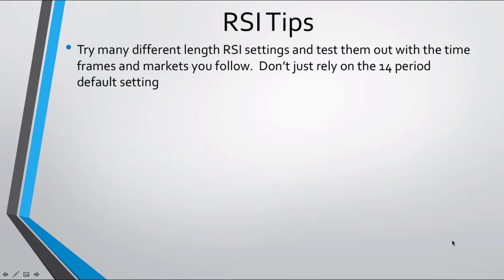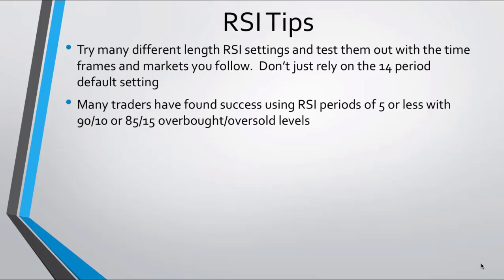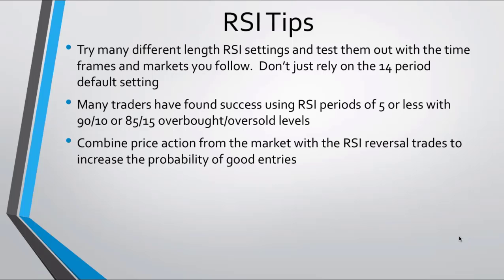Try many different length RSI settings and test them out with the time frames and markets you follow. Don't just rely on the 14 period default setting. The minute you open up an RSI indicator, there's a high probability it's set at the 14 period default. Many traders have found success using RSI periods of 5 or less with 90-10 or 85-15 overbought, oversold levels. Check the market that you're actually trading in and look back as far as you can find data.